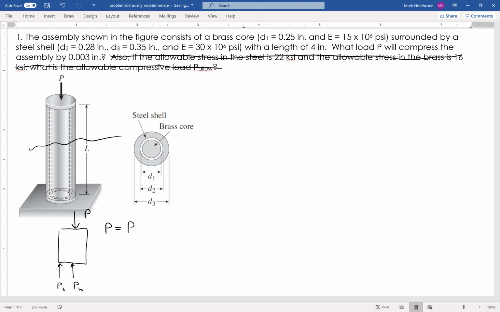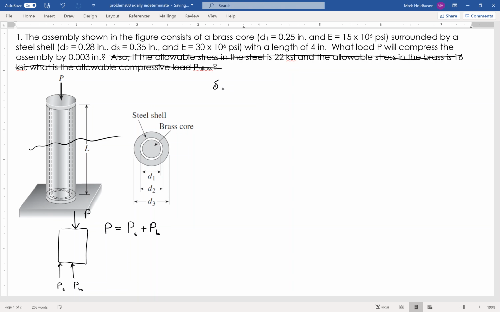However, I don't know very much at this point, right? Statics is only going to get me so far. I know the total P is the force in each of those members of the assembly. So I have to use something called a continuity equation, using what I know about the deformation going on here. Those two things have to both compress the same amount, and they have to compress 0.003 inches for my problem, right?